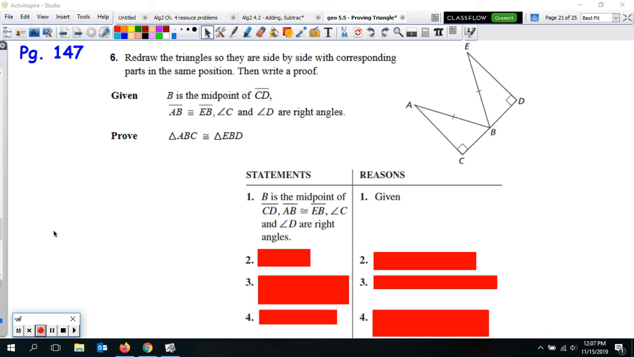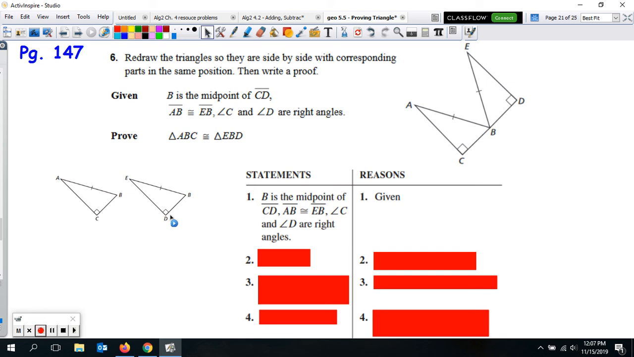Okay, so on page 147, here's this proof. Number 6 does say to redraw it, which, as I was saying, is a helpful thing to do. You can redraw this as two separate triangles. It does share the vertex there at B. It doesn't have any shared sides, but it does share this vertex. So you can redraw this, and there are two separate triangles. They're both right triangles, so if you know they're right triangles, you're thinking right away hypotenuse leg theorem.